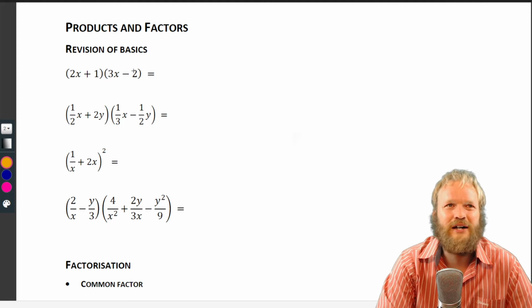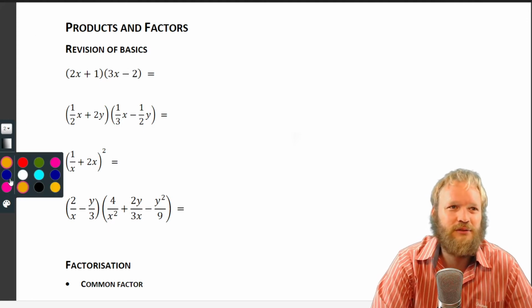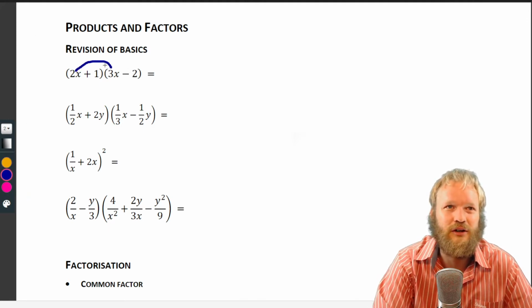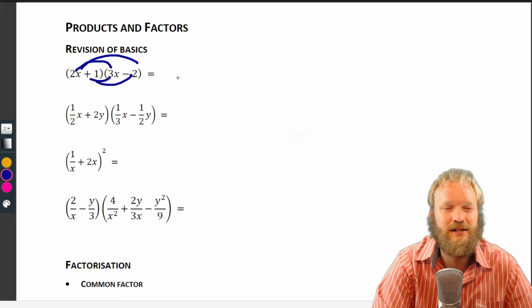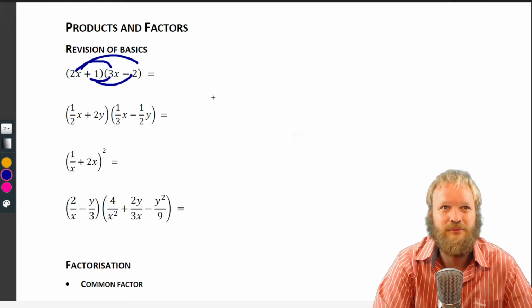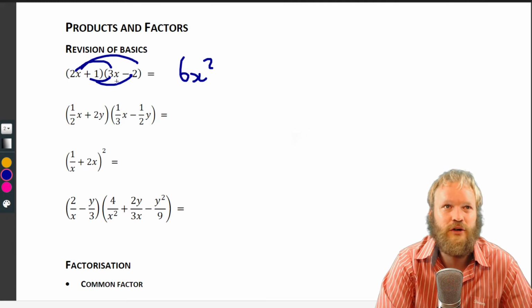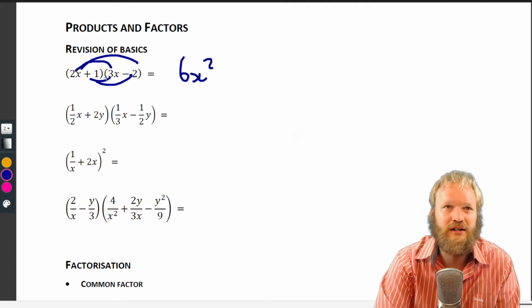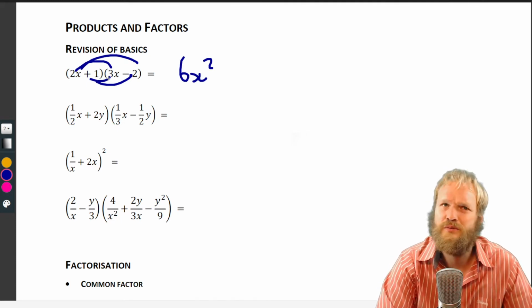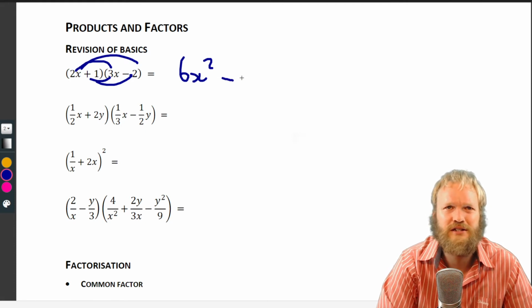If we're multiplying two binomials, now we seem to have multiplied lots of binomials. We know what we're doing. That times that, that times that, that times that, that times that, right? We've done quite a bit of that. So we're going 6x squared, 2x times minus 2 is minus 4x, plus that 3x gives us what? I think it gives us minus x, minus 4x plus 3x?